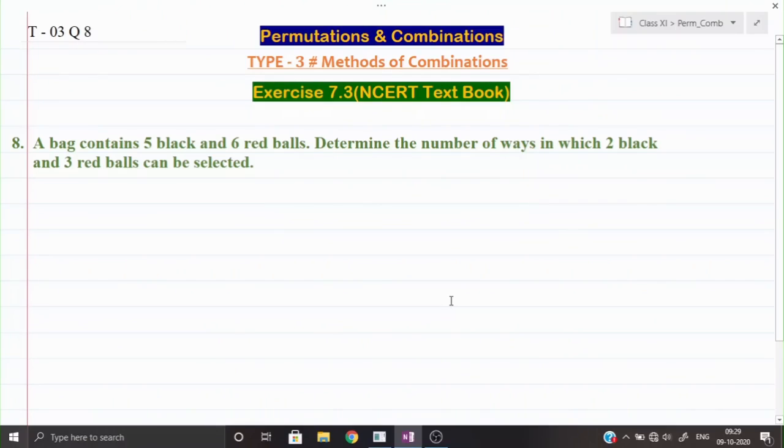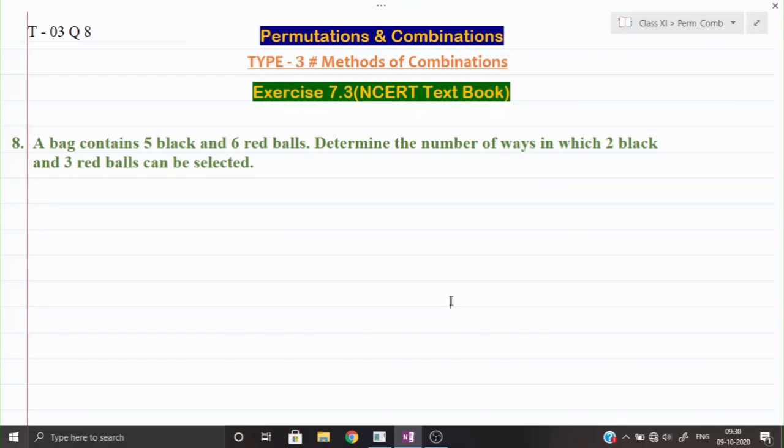Students, today we are going to start from question number 8. In the previous session we finished till question number 7. So let us see from question number 8 onwards. In 7.3 two more questions are remaining, question number 8 and 9. Then we shall proceed to the miscellaneous exercise.